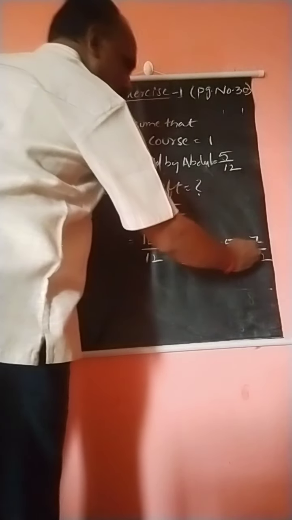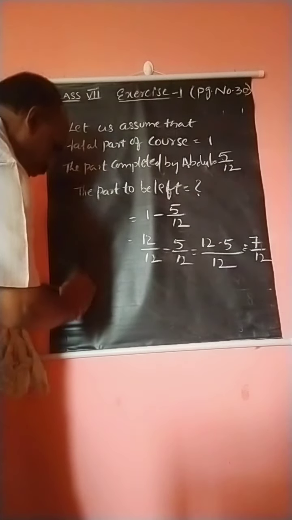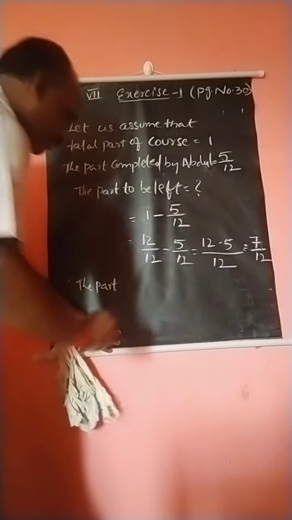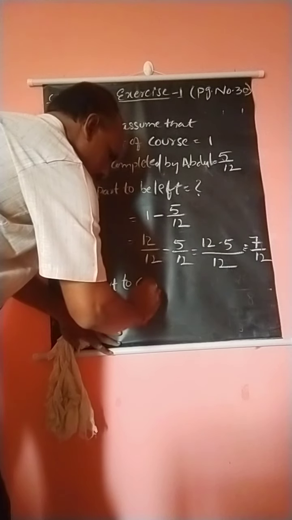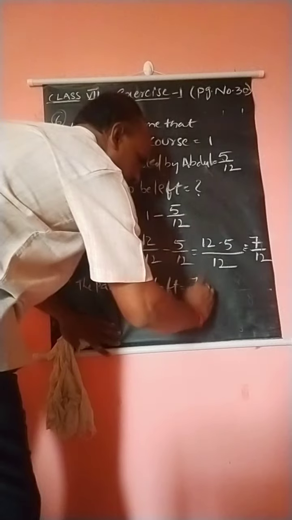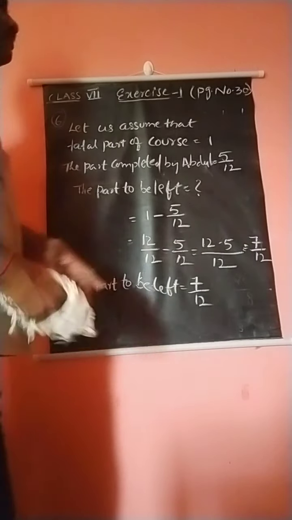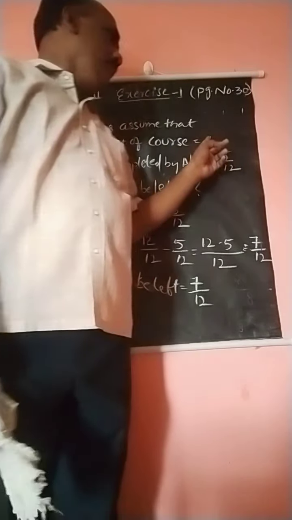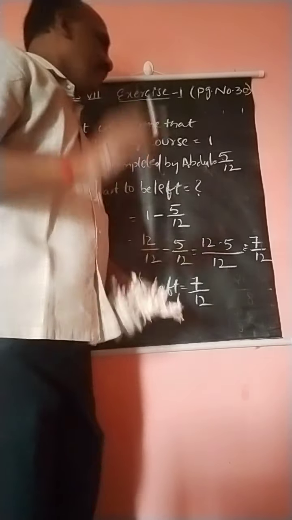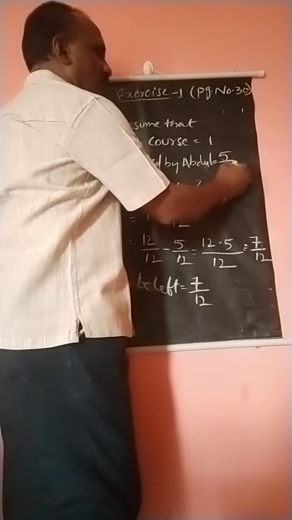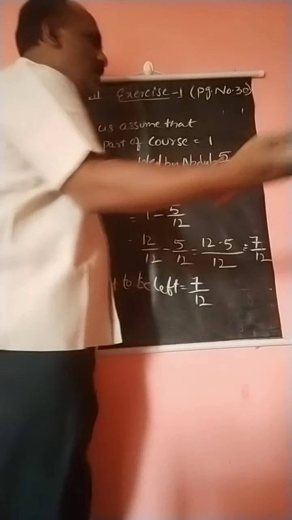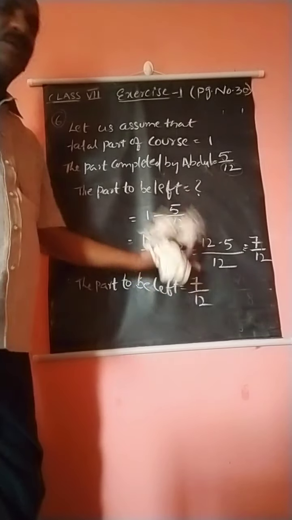So what is the part that will be left? Therefore, the part left is 7 by 12. Very simple. From one part, if you subtract 5 by 12, the remaining part is 7 by 12. Very easy. Out of 12, he finished 5 parts. Then still remaining how much? 7. That means 7 by 12 parts.